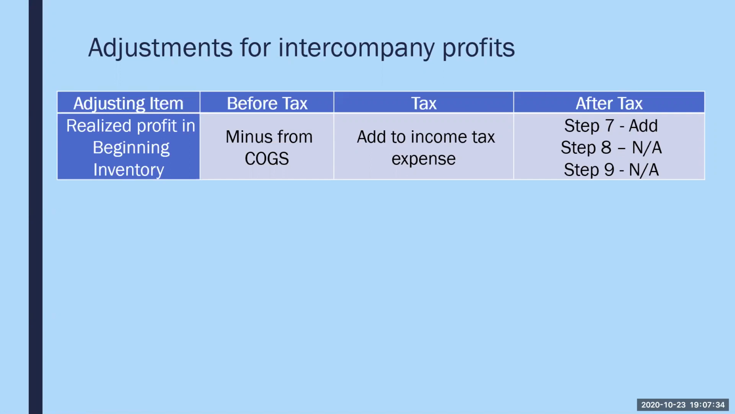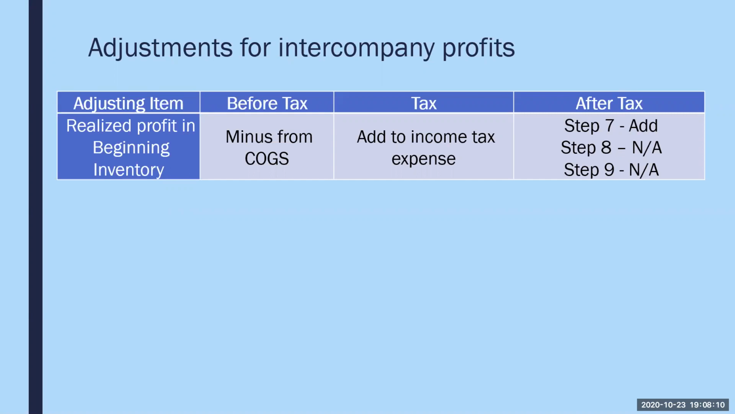Now, the adjustment is also reflected on an after-tax basis in step 7. So step 7, when we calculate consolidated net income, we add the after-tax realized profit amount, depending on whether it was a downstream transaction or an upstream transaction, to either the parent's net income for a downstream transaction or the subsidiary's net income for an upstream transaction.